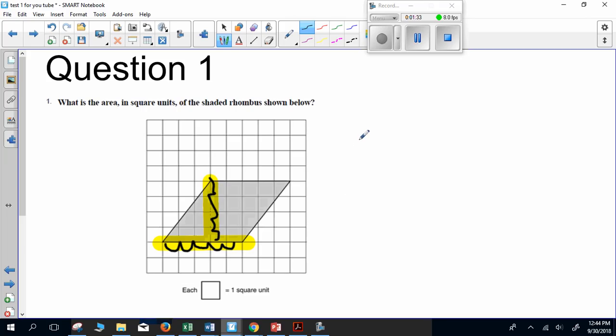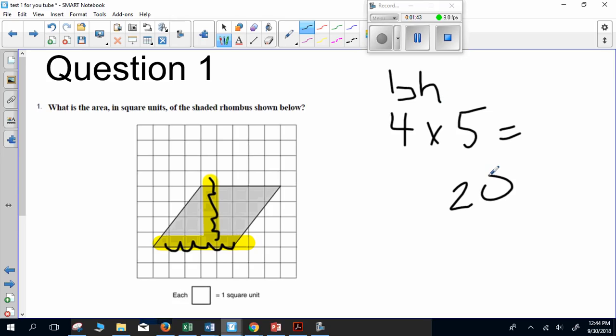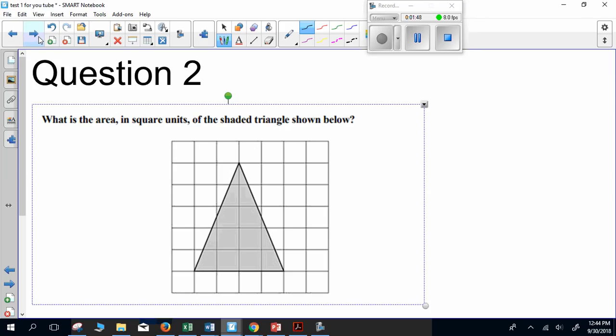So I'm going to do 4 times 5, because the formula is base times height, and 4 times 5 equals 20. The area of this is 20 square units. Okay, question 2. Same thing. I'm going to look at my figure and determine what it is. It's a triangle, so I'm going to write the formula for the area of a triangle. Base times height divided by 2.